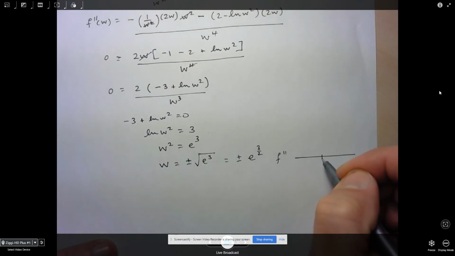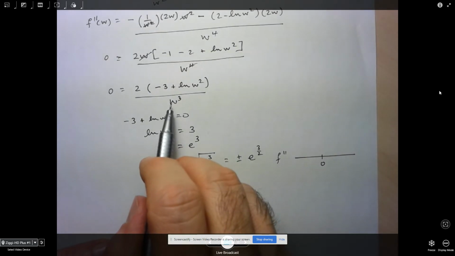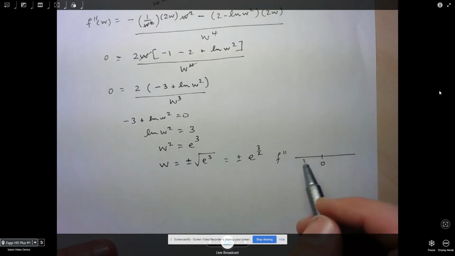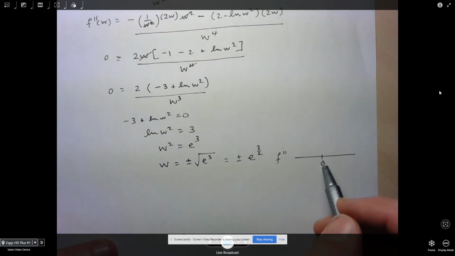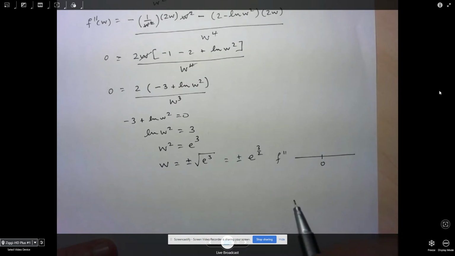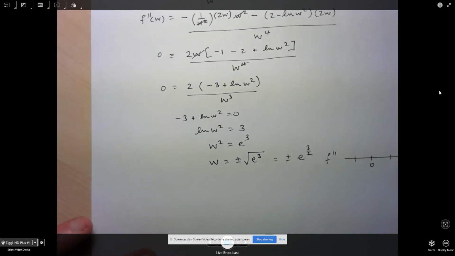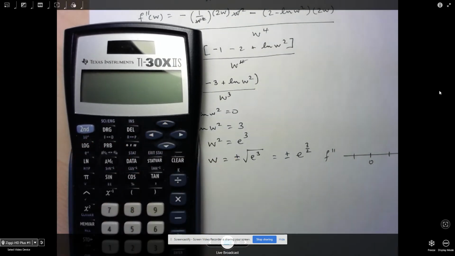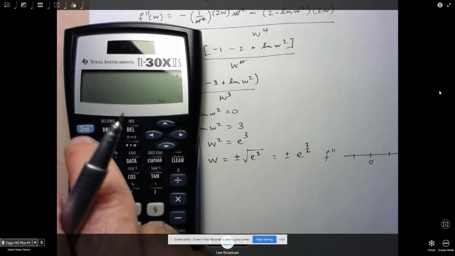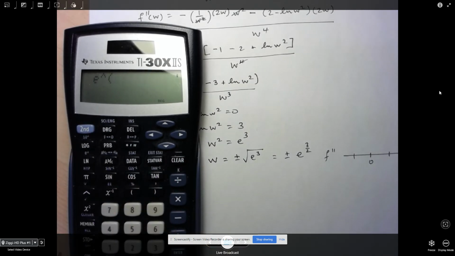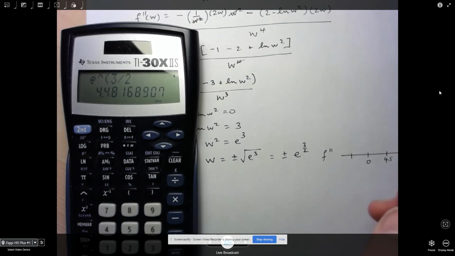Now, I still have my 0, which is where the second derivative doesn't exist. So I want to make sure I include that in my number line, because while it can't be a point of inflection, the sign of the second derivative can change there. And the other 2 points are, since I need to actually stick in some values, I'm going to estimate these numbers here. Okay, so let's do e to the 3 over 2. Okay, and that's about 4.5. So we'll have 4.5 here, and we'll have negative 4.5 on that side.